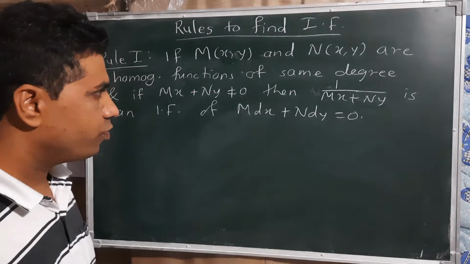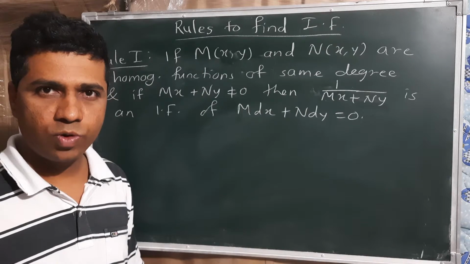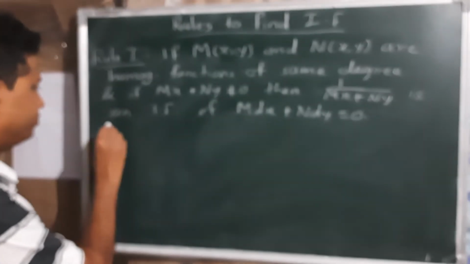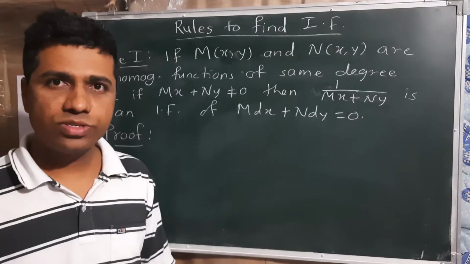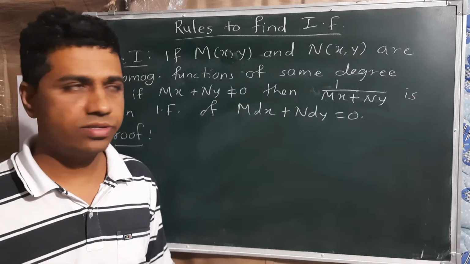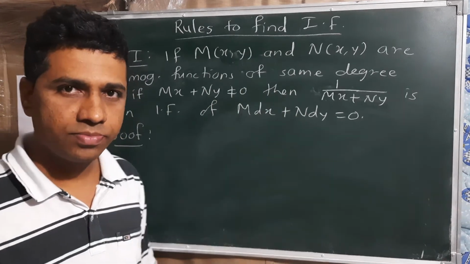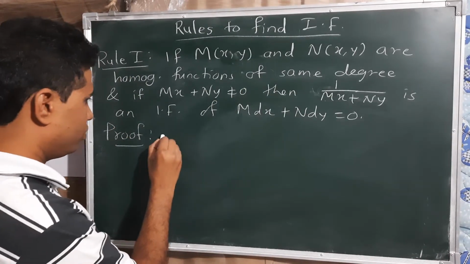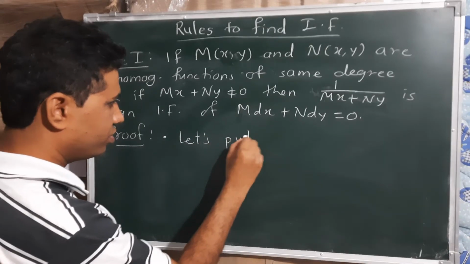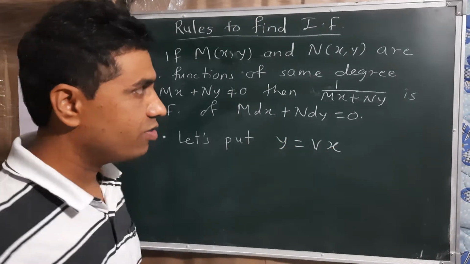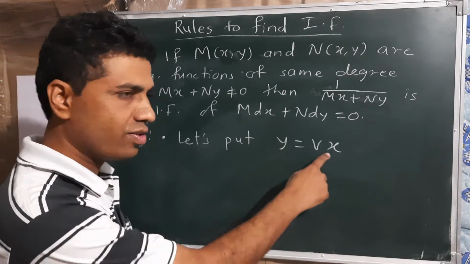Now the proof given in the book is quite complicated. I will provide a simpler proof than the book. I tried to use the properties of homogeneous functions. Given that M and N are homogeneous functions of the same degree, then what will happen? So first thing, let us put y equal to vx. We know that when we have homogeneous differential equations, then we use the substitution y equal to vx.